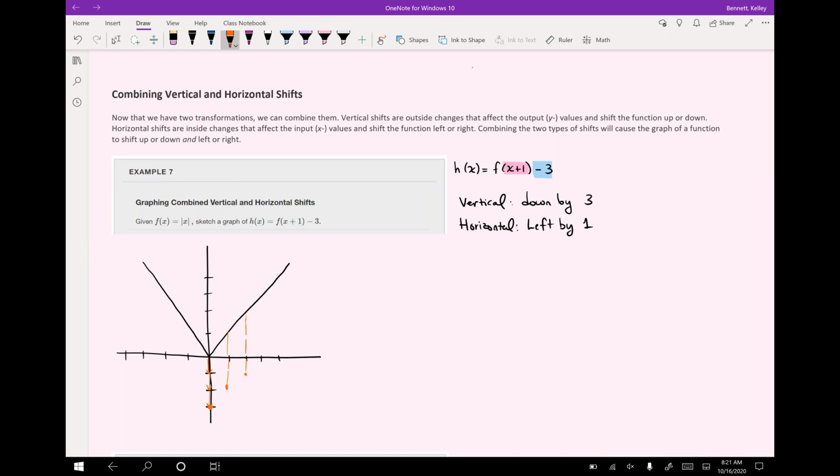So this is going to go down here. This will go down to here. And then this will go down to here. Okay, so now my new function, just for the vertical shift, just for down 3, is this.